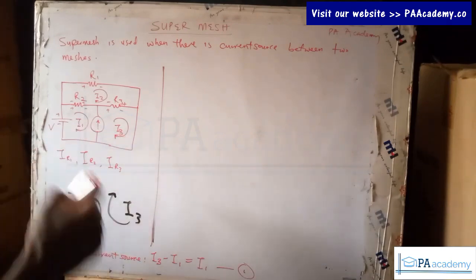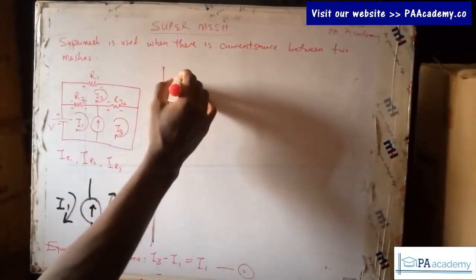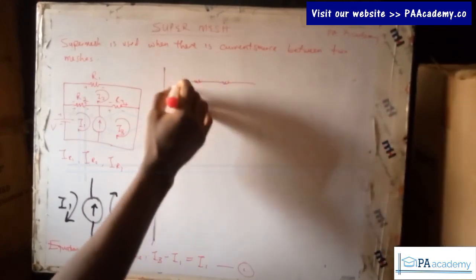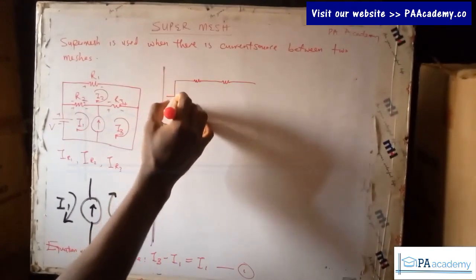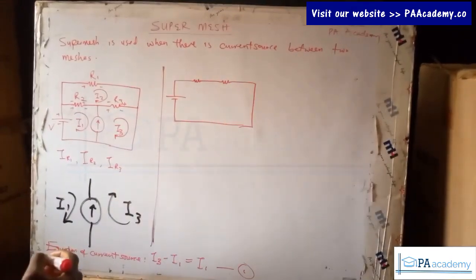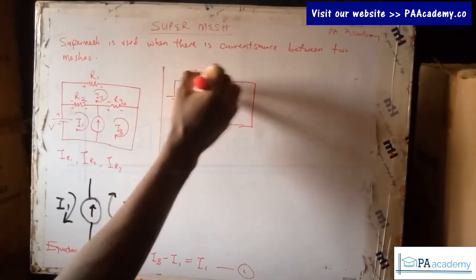This is what I'm talking about. So we are going to be redrawing this circuit, just this part. So we are going to be having something like this. So let's bring in the elements. This is R2, this is R3.